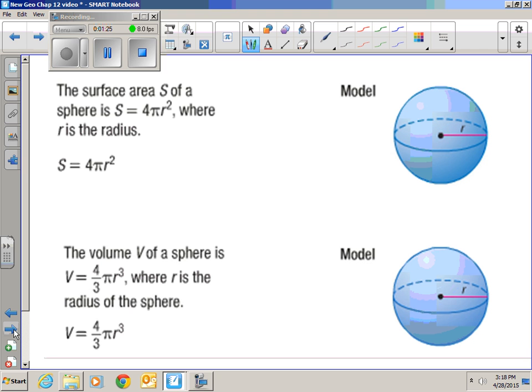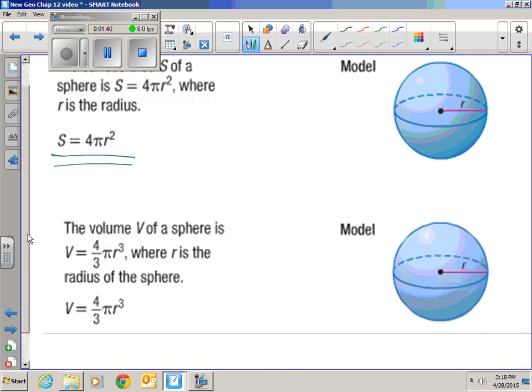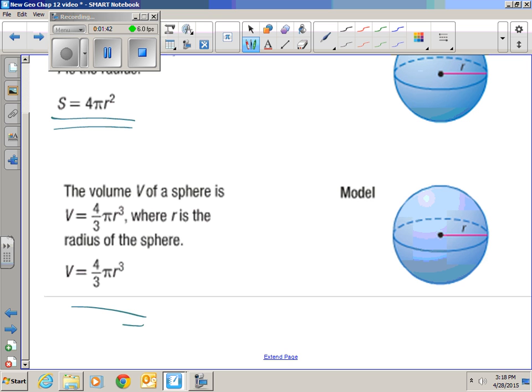Two formulas you need to know for spheres. The first one is the surface area. The surface area of the sphere, in other words, the peel or the wrapping of my round ball, is going to be S equals 4 pi r squared. And the volume of my sphere is 4/3 pi r cubed.